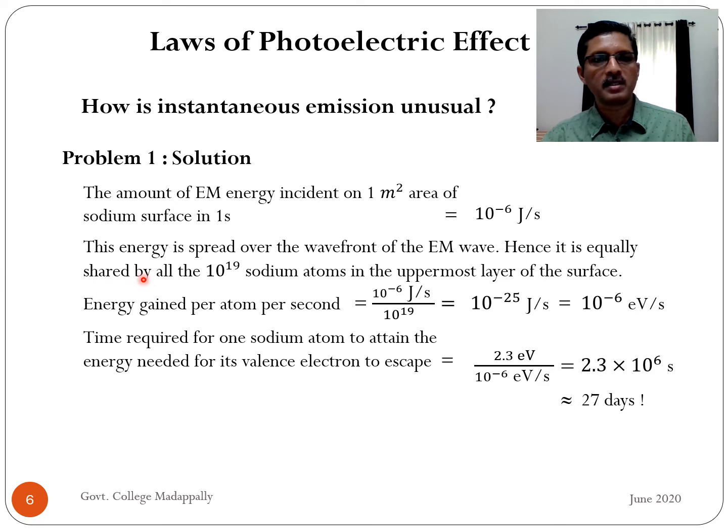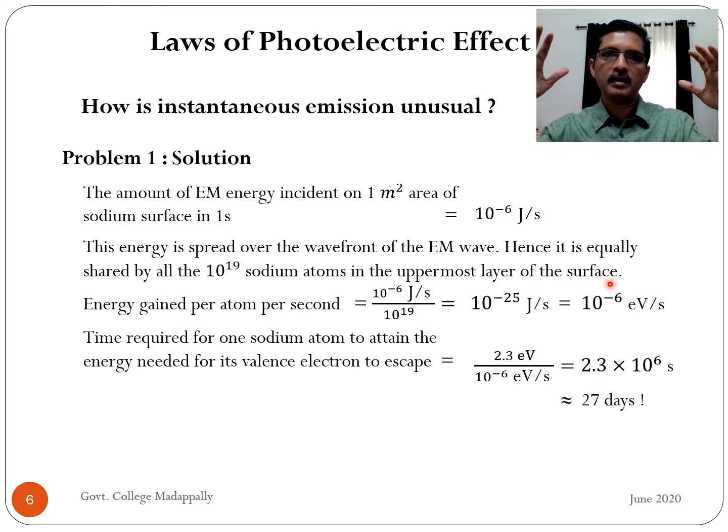Hence, it is equally shared by all the 10^19 sodium atoms in the uppermost layer of the surface. You imagine electromagnetic waves coming and spreading throughout the sodium surface. So in 1 second 10^-6 joule energy is coming, and since this energy is spread out over the wavefront, it is equally shared over the entire surface. It is given that on this surface layer we have 10^19 sodium atoms.